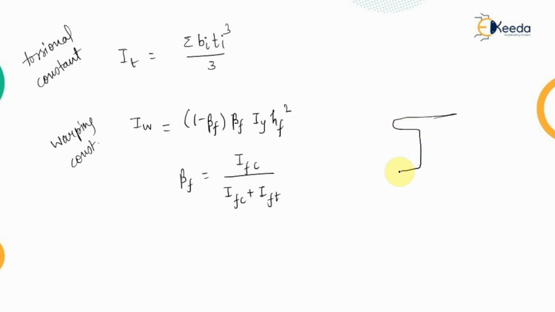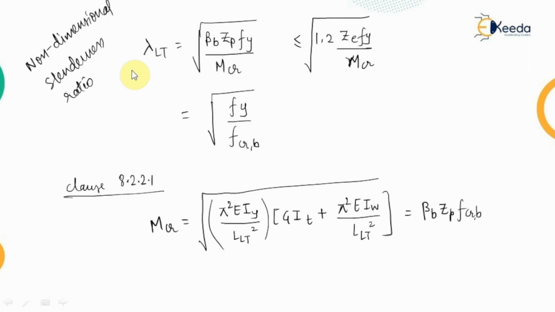So let's say this is a rolled steel section, which is our I section. The center to center distance between the flanges is given by this HF value. Once we have this beta F and HF value, and Iyy will be the moment of area about this axis, that is our YY axis, we will replace those values in this IW, and similarly we will get this IT value, the torsional constant. With the IT and IW values, we will calculate this M critical.